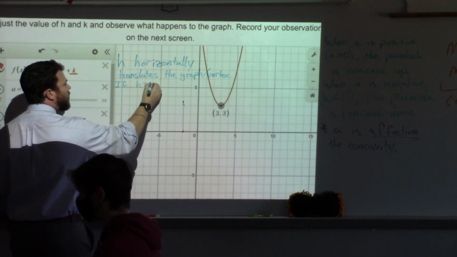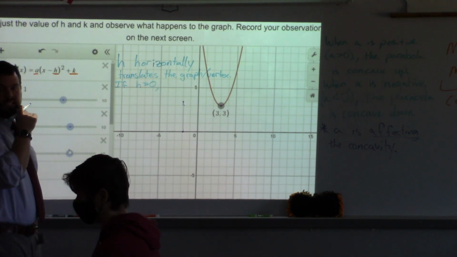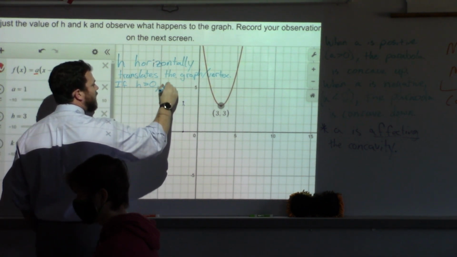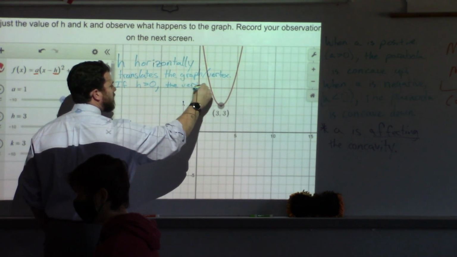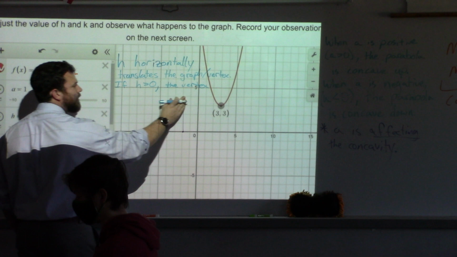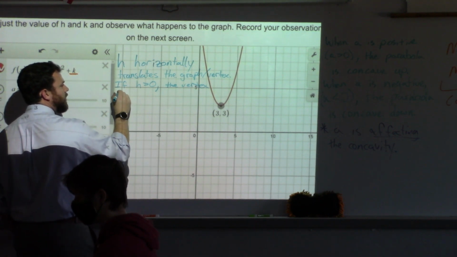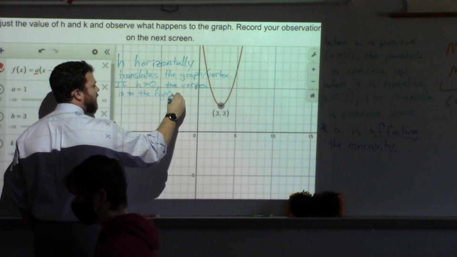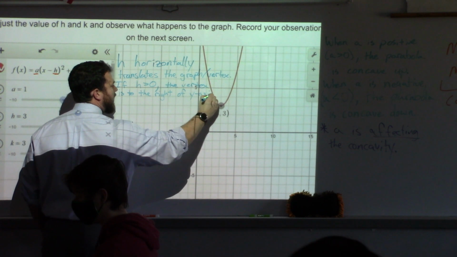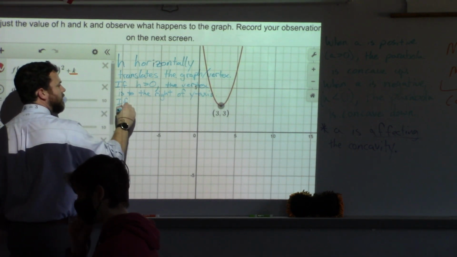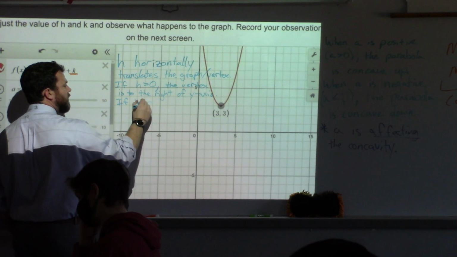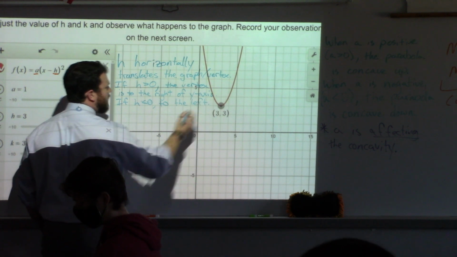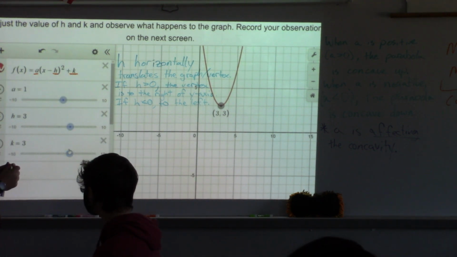If h is greater than 0, meaning it is positive, the vertex is where? To the right of the y-axis. Just to save a little room, I would say if h is less than 0, to the left. Just trying to save a little bit of room, so we got a lot to write here.